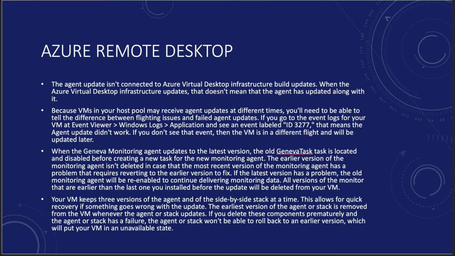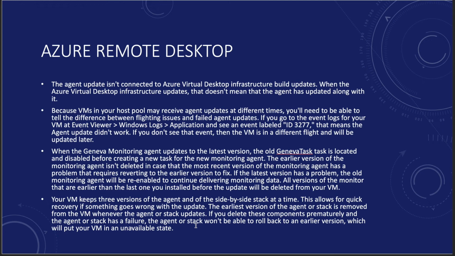They use something called the Geneva monitoring agent when they go. So the Geneva task is located and disabled before creating a new task for the new monitoring agent. And that's something else to remember in that desktop, is that there are specific things that your IT help desk is going to need to know. So you'll want to update your internal knowledge base for that. And then your VM will keep 3 versions of the agent side by side. And that allows for a quick recovery in case something goes wrong. So you have old agent, older agent, and then super old agent. And that will work. And if you delete these, then your agents are going to fail.